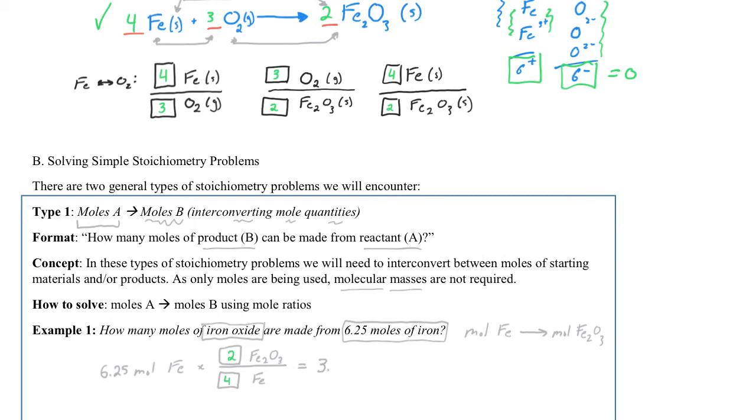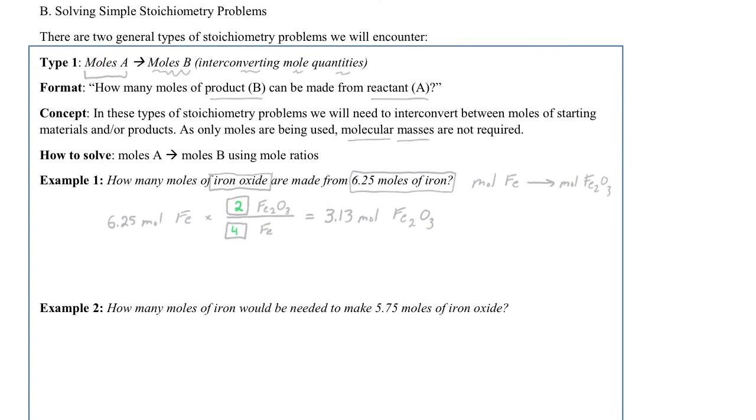So now we can go ahead and solve this by taking 6.25, multiplying it by 2, hitting equals, and then dividing by 4. And you should get 3.13 moles of iron oxide. So let's take a look at another example.